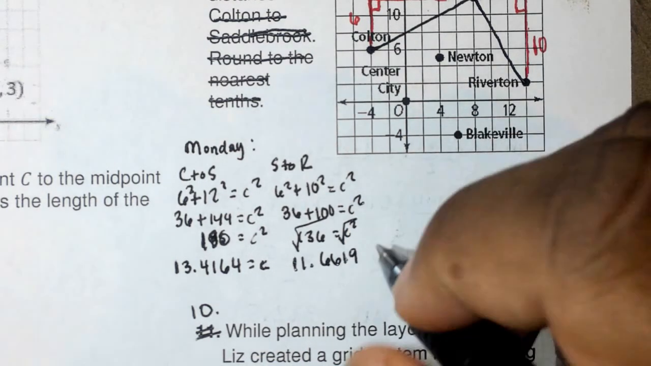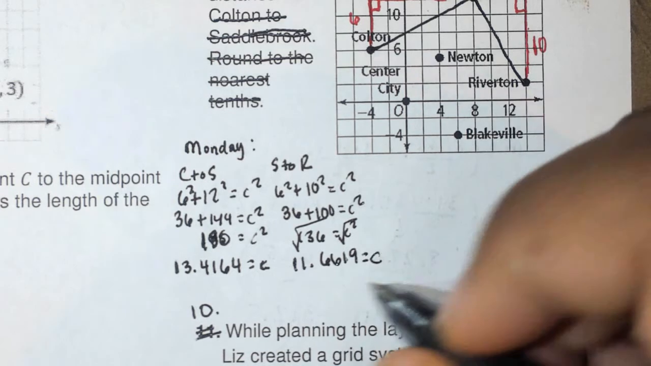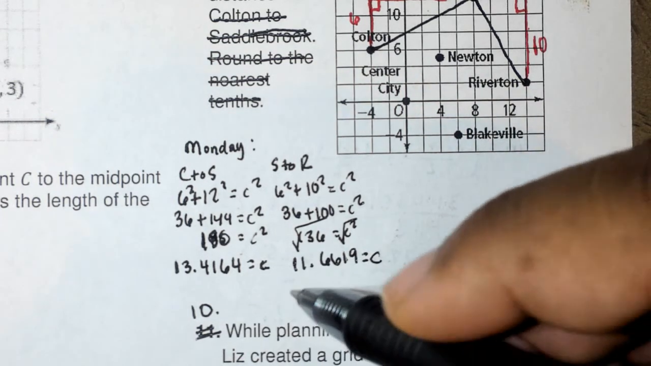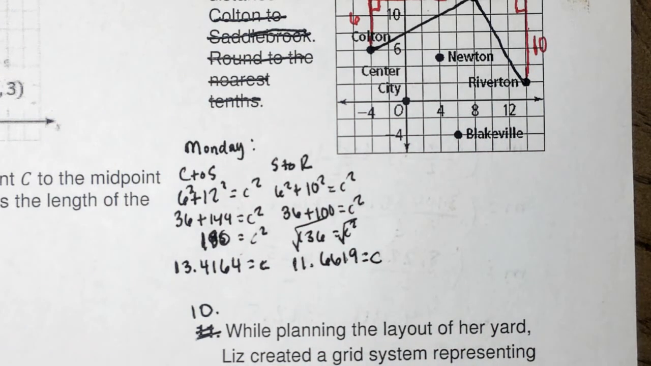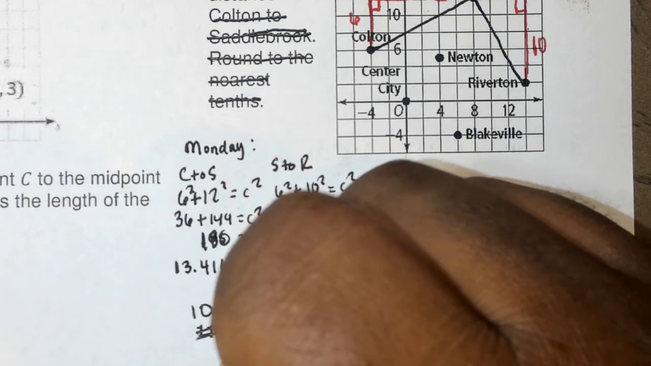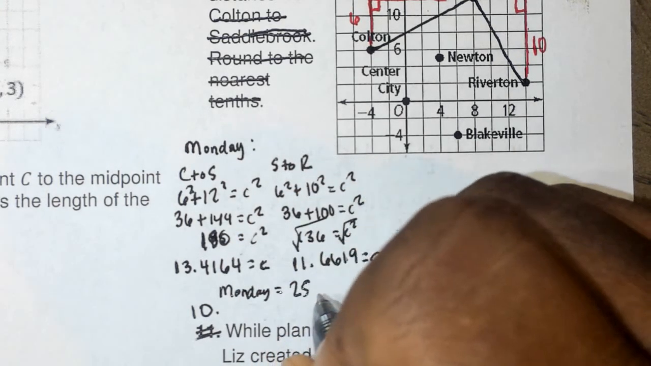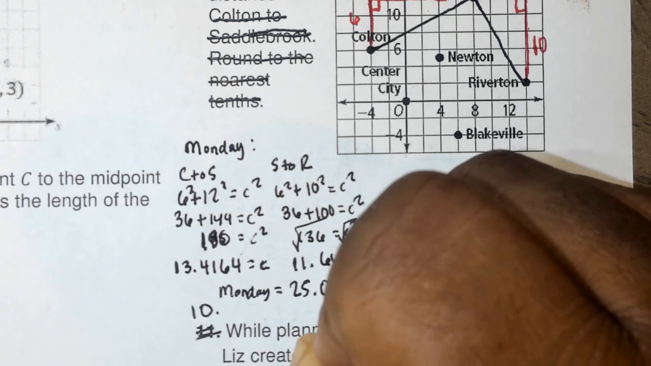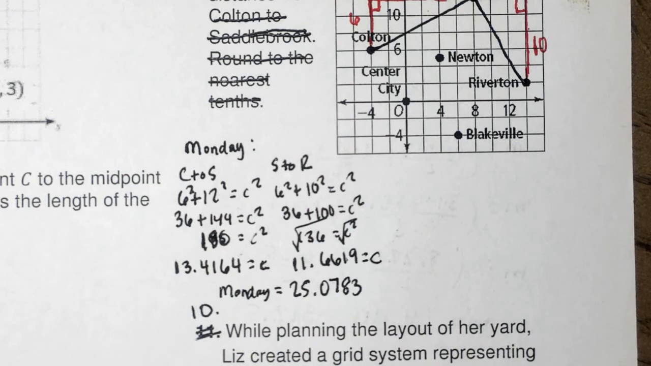11.6619. And while I have this in the calculator, I might as well go ahead and add these two together so I can get the length of Monday. So I'm going to add to that one my 13.4164 equals, and I get 25.078 something. Okay, I'm going to write that down. So Monday equals 25.0783. So that's the distance he walked on Monday. Then I need to calculate Tuesday after that.